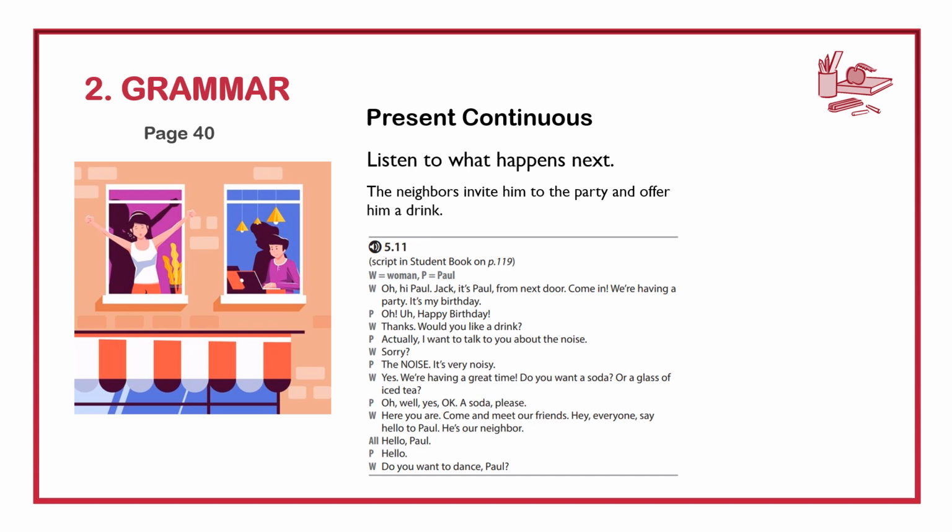Oh, hi Paul. Jack, it's Paul from next door. Come in, we're having a party. It's my birthday. Having a party. So have a party is an important collocation here. Oh, happy birthday. Thanks. Would you like a drink? Actually, I want to talk to you about the noise. Sorry? The noise. It's very noisy.